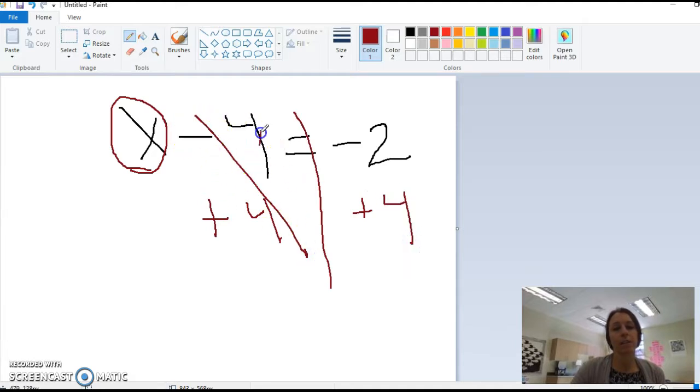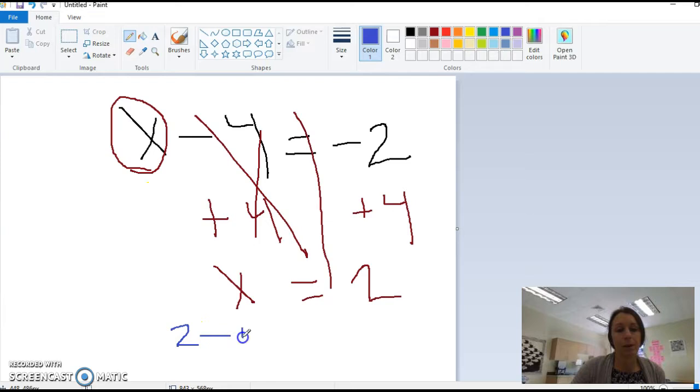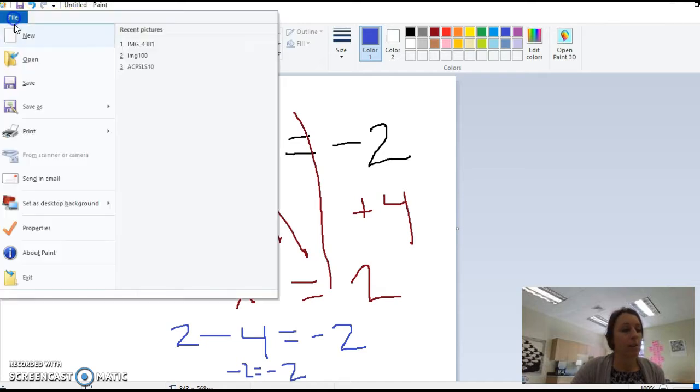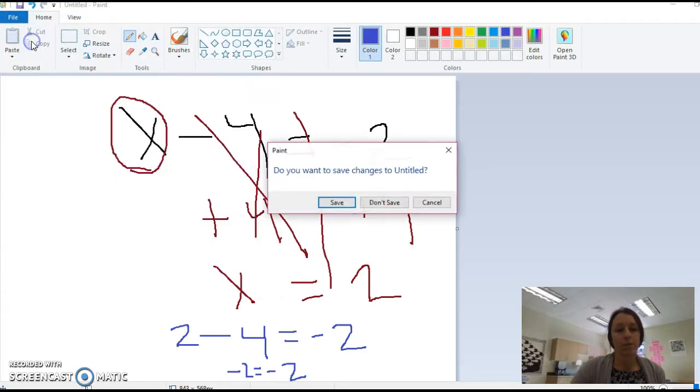Minus 4 plus 4 cancel. All that's left on this left side is x. Bring down your equals. Negative 2 plus 4 is 2. So the check, you might want to use your calculator for the check, because now we plug in 2 for x and we say 2 minus 4, does that equal negative 2? Again, 2 minus 4 is negative 2, so negative 2 does equal negative 2. We're good to go. All right, we have 4 more to work through.